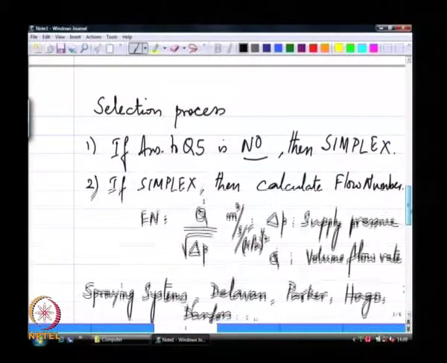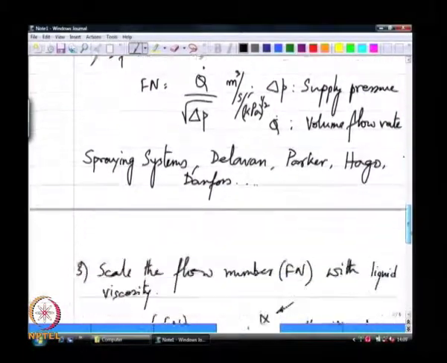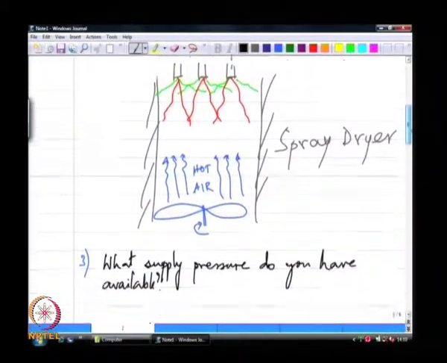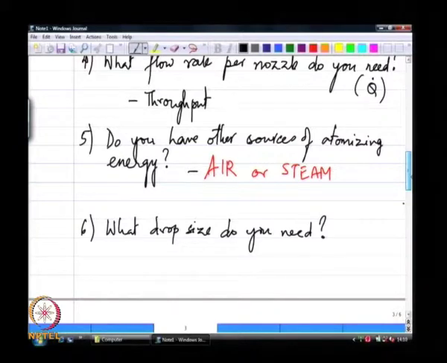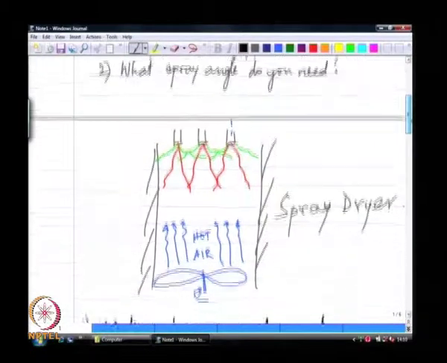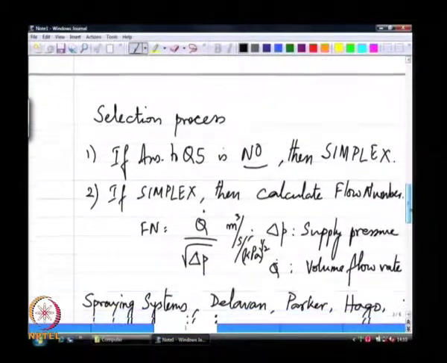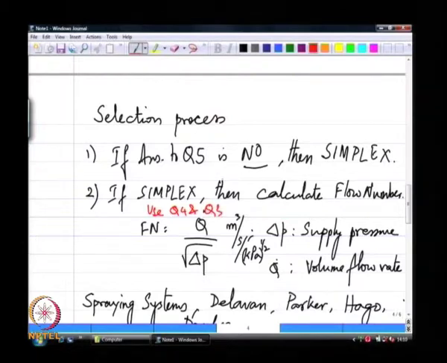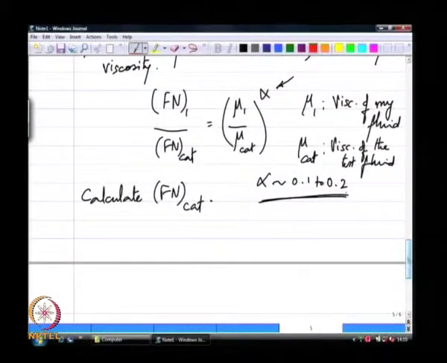So the first question to go after is number 5. Once you have that, use the answers to question number 4 and 3. So we are starting with 5, we have gone to 4 and 3, and then we come to 2. So in this step number 2, we have used question 4 and question 3. Once you know your flow number, we will use question 2.